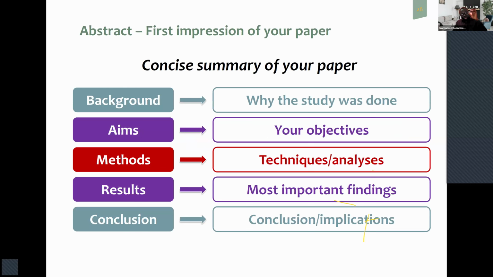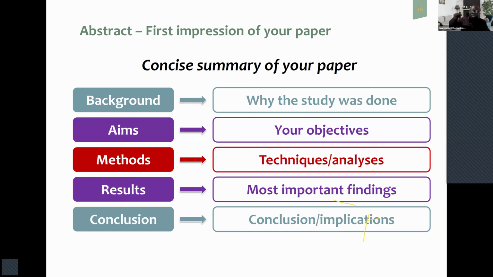Now, abstract is also one of the things you can use to give first impression of your paper. It should be concise. So it's a summary of your paper. So the abstract, as I told you before, the first sentence is a background, why the study was done, the aim of the work. This is where you bring your objectives. Then the next sentence should be the methods, techniques, or analysis you use to achieve the objectives. Then the key findings, the results, the most important findings you got.